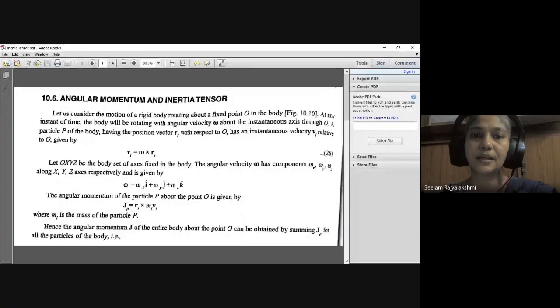Good morning, children. Today we will discuss inertia tensor. Let us go with the presentation. Angular momentum and inertia tensor.